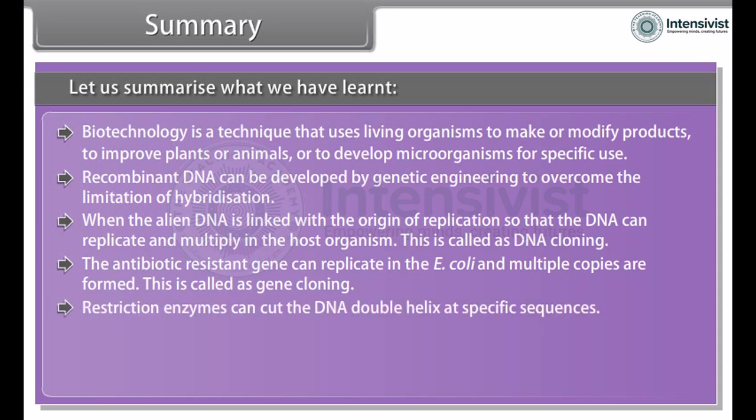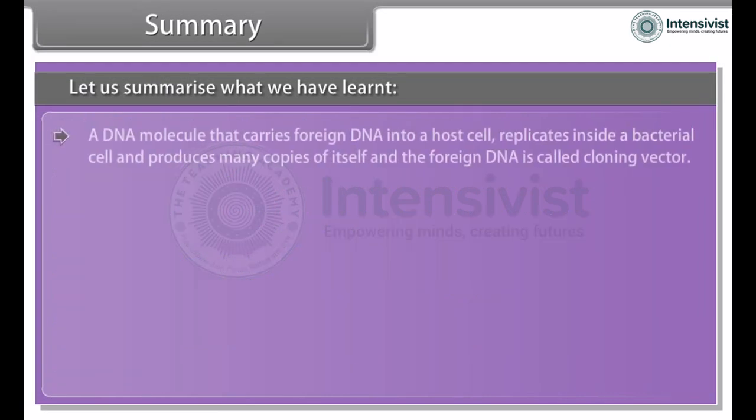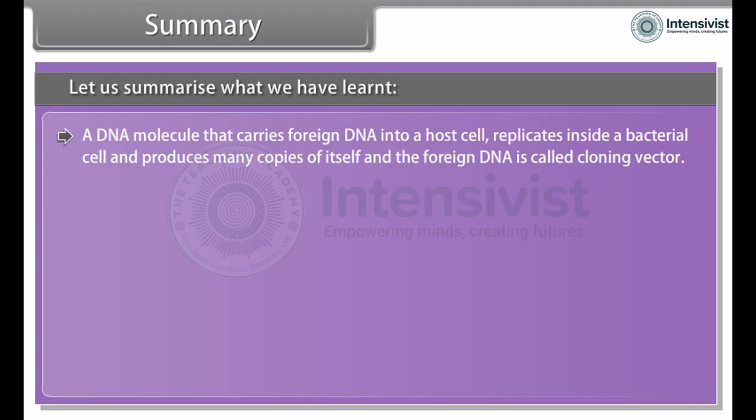Restriction enzymes can cut the DNA double helix at specific sequences. Recombinant DNA can be produced by the action of the restriction enzyme, E. coli, and ligation. Gel electrophoresis is used to separate DNA fragments. A DNA molecule that carries foreign DNA into a host cell, replicates inside a bacterial cell and produces many copies of itself and the foreign DNA, is called a cloning vector.